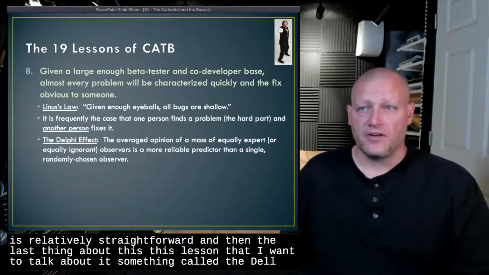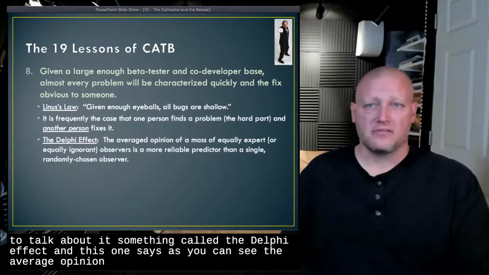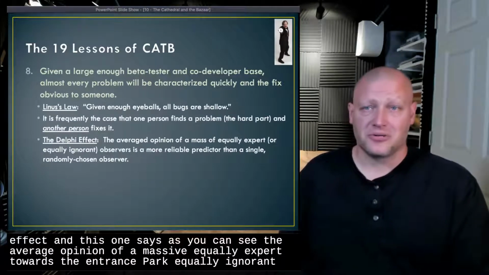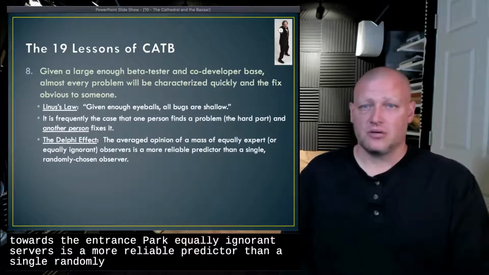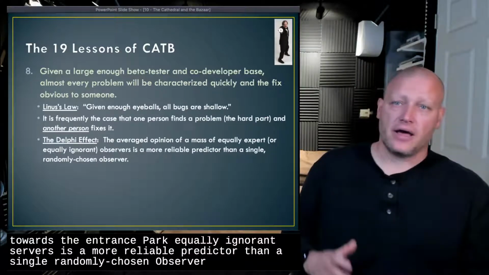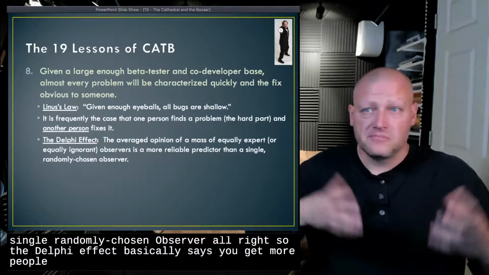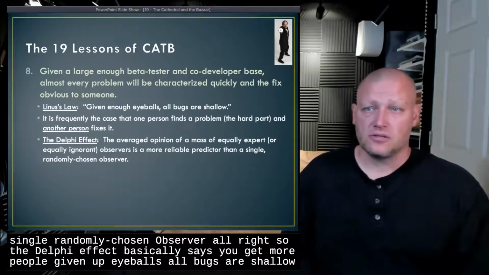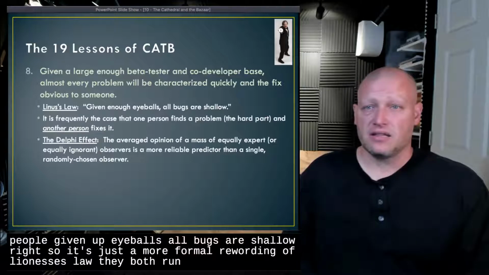And then the last thing about this lesson that I want to talk about is something called the Delphi effect. And this one says, as you can see, the averaged opinion of a mass of equally expert, or this is the interesting part, equally ignorant observers is a more reliable predictor than a single randomly chosen observer. All right, so the Delphi effect basically says you get more people, given enough eyeballs, all bugs are shallow, right? So it's just a more formal rewording of Linus's law. They both roughly say the same thing.